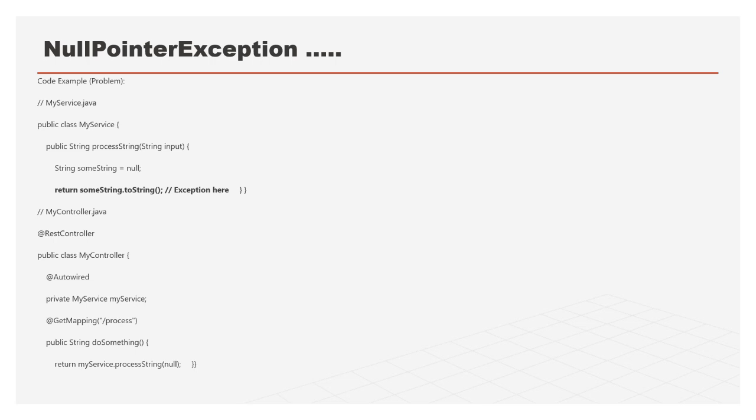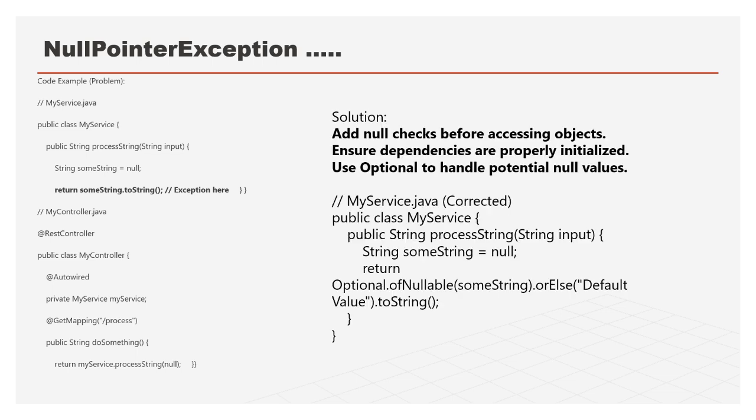If you see, just before that particular line, String something is equal to null, and on top of that you are trying to call a method. What you have to do is add a null check before you try to access it, or you can make use of the Optional feature to ensure that there is nothing null over there. You can ensure that dependencies are properly initialized. So there is a potential issue to be tracked down before you try to invoke something. If you see here, in the code snippet we have made use of Optional.ofNullable.